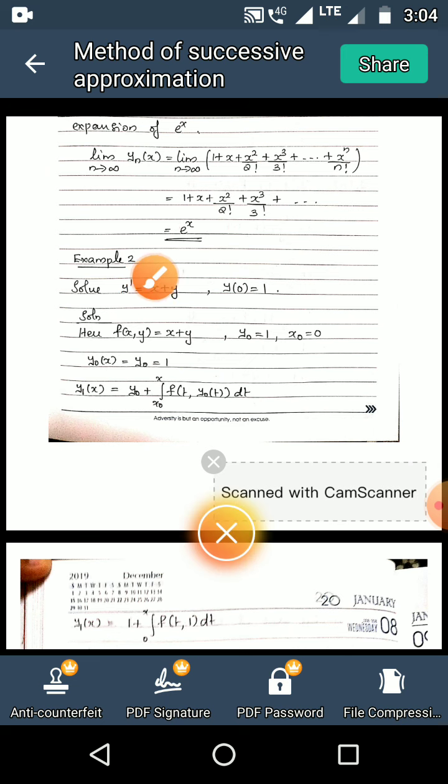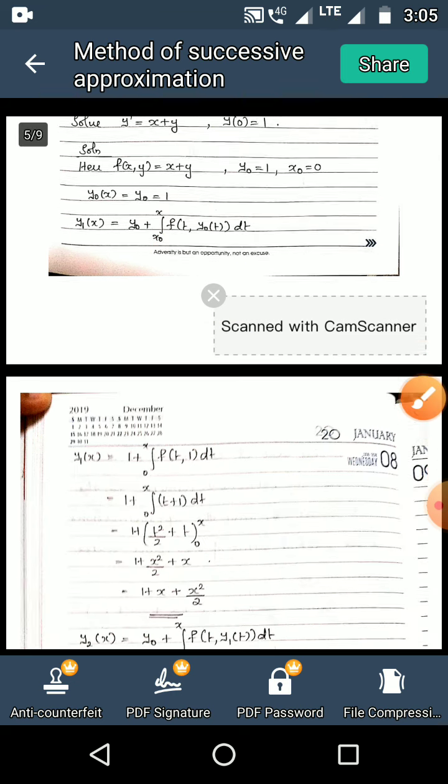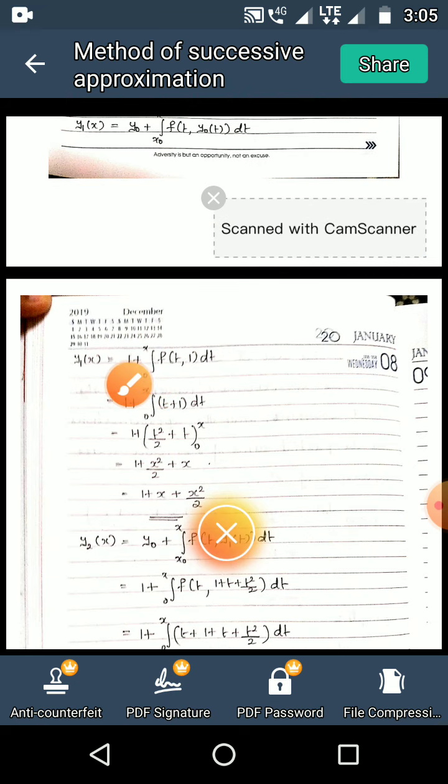Next is example 2. y dash is equal to x plus y, y of 0 is equal to 1. Here f of x, y is x plus y, y naught is 1 and x naught is 0. First, y naught of x is defined as y naught, so that is 1. We are finding y1 of x. y1 of x is y naught plus the integral from x naught to x of f of t, y naught of t dt. So that is 1 plus the integral from 0 to x of f of t, y naught of t, and y naught of t is also 1.